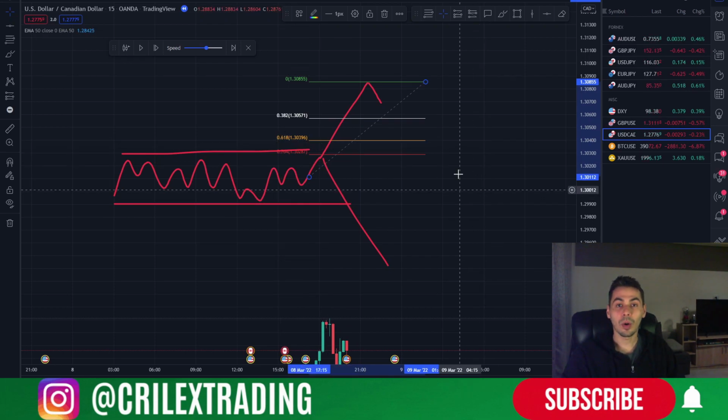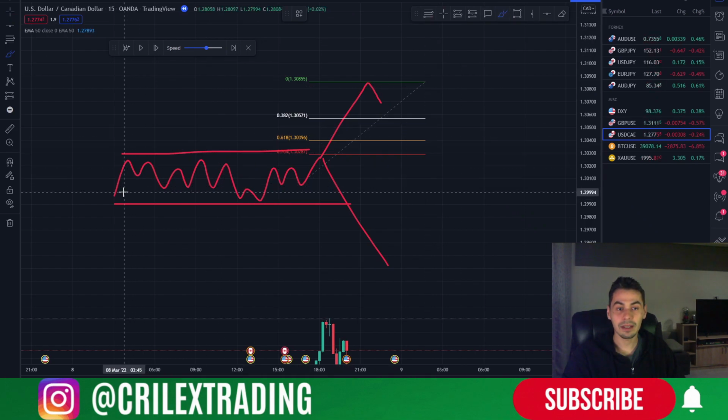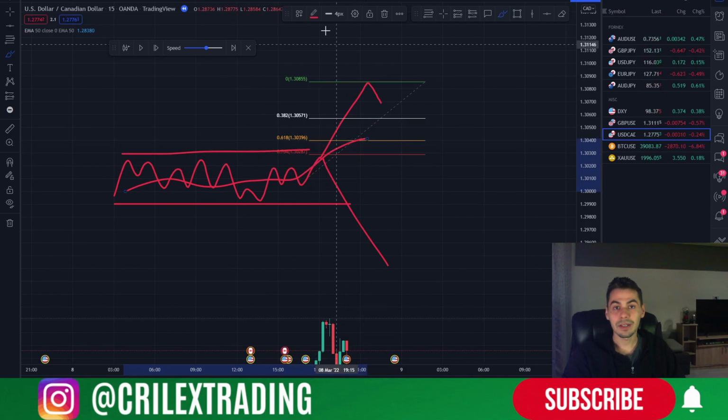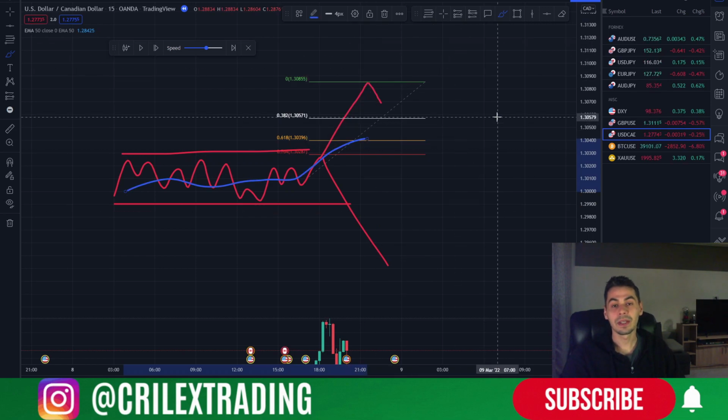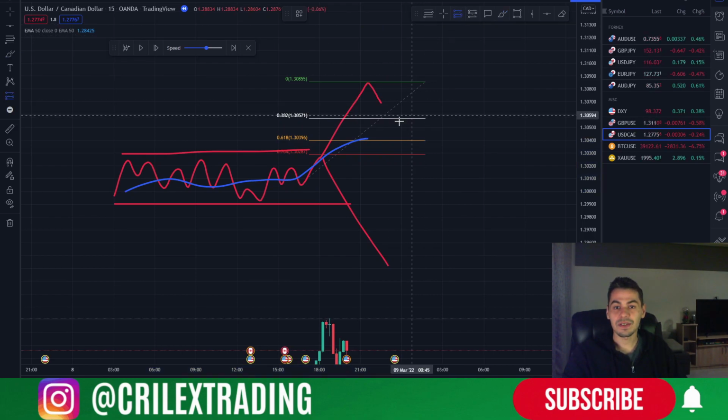As you previously recalled, we stated that we will be using the 50 EMA as an indicator. So the 50 EMA, let's say it will be looking something like this. Okay, so what we have here drawn with blue is the 50 EMA. We want the 50 EMA only to serve as the trend direction indicator and to serve as an extra confluence to our trade.